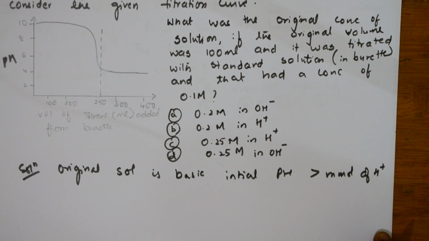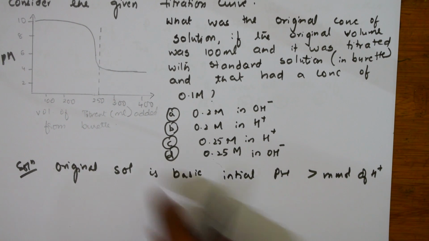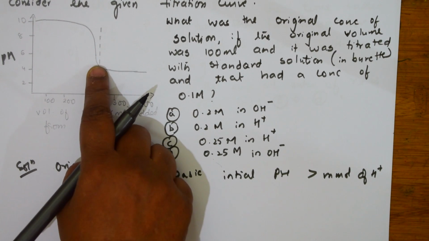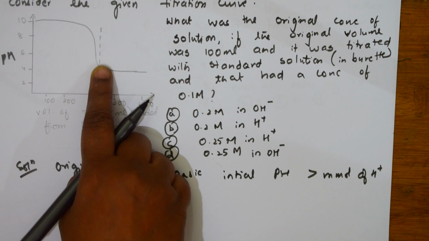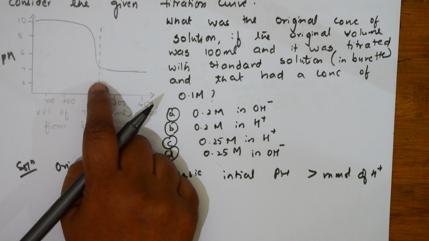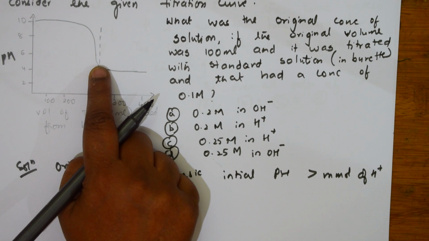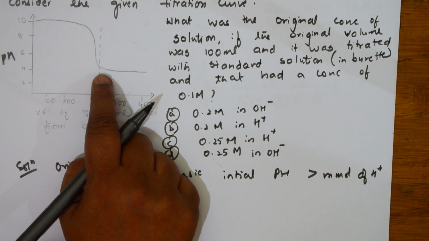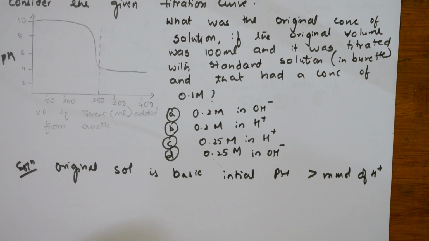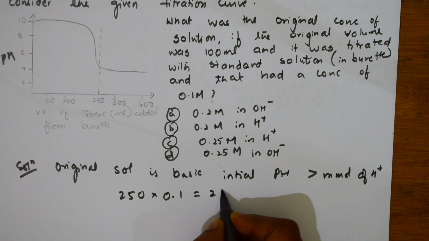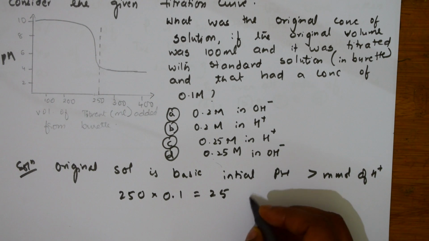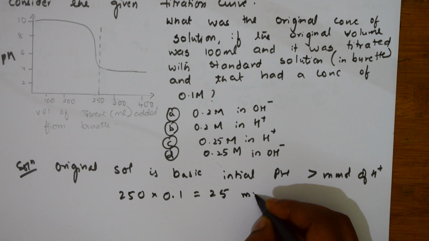Now, how much is used up? Here when I have to say completed, this is the end point, which they were titrated. How much is used up? 250 ml is used up. When 250 ml is used up, how much was the concentration? Just 0.1, isn't it? The original 100 ml was titrated, they said. So it is 250 into 0.1, which is equal to 25. Okay, this is 25 moles per 400.